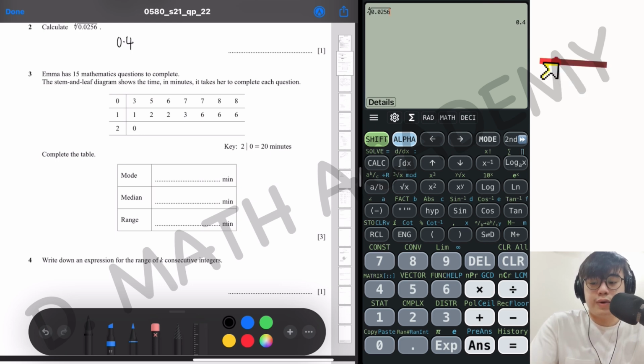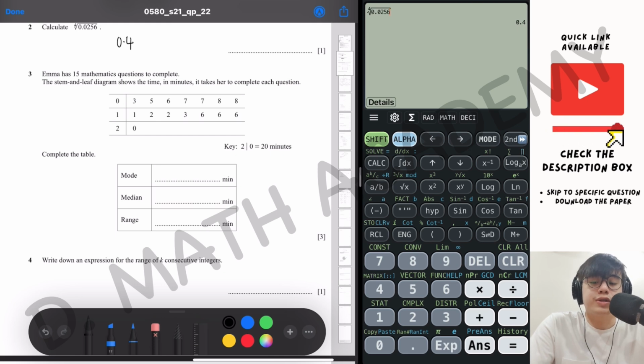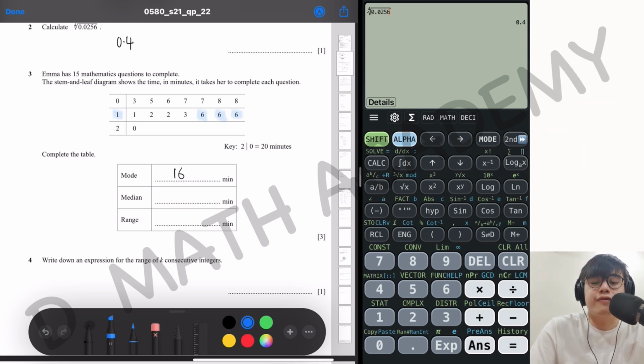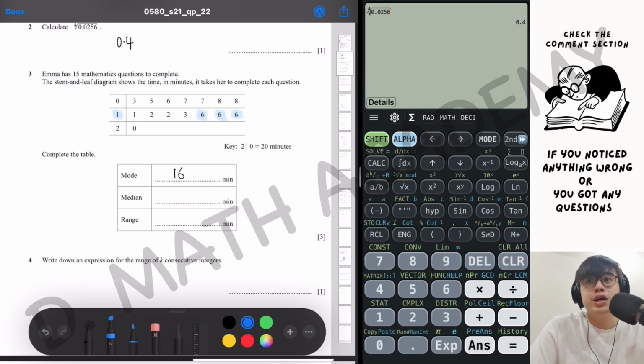The next one, they were asking: Emma has 15 mathematics questions to complete. Attached below is a stem and leaf diagram. How much time she needs to complete each question. So the mode is the time that appeared the most. So over here, the time that appeared the most will be 16. So how do I identify it? It's because it appeared 3 times over here and the front number of it will be 1. So the answer of this will be 16.